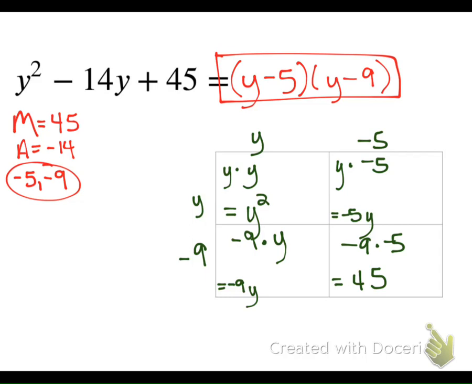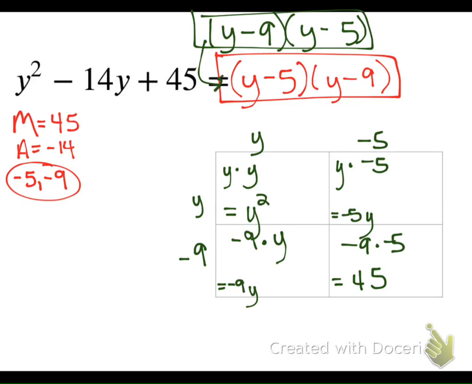If you notice, because I have my numbers flipped, it's not a big deal at all. I'm going to get the same thing here: y minus 9 times y minus 5. This answer is the same thing as this. It doesn't matter if these groups are reversed, as long as you have the same numbers in the groups. So that's the shortcut.